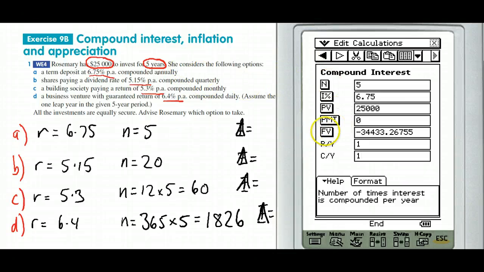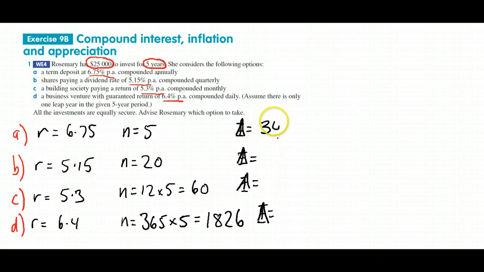And then we want to calculate the future value, so we click on that future value button there and it brings up this amount here. Notice it's got a negative sign there, we just ignore that. I don't know why it puts a negative sign there. 34,656 and 8 cents. So that's what the first investment will give us. That's 25,000 plus the interest will give us that amount.